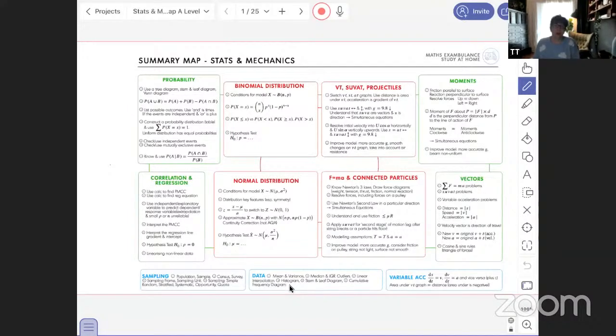So we are on week 2 of 4 of finishing the AS spec. We did pure last week, we're doing stats this week, mechanics next week, and then pure the week after, and then all of the AS is done, and we're going to move on to a schedule working with the TT method with past papers, which you're really, really going to enjoy. But for now, let's focus on the stats.